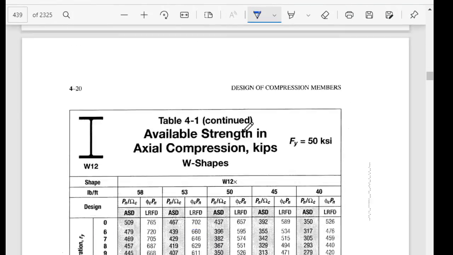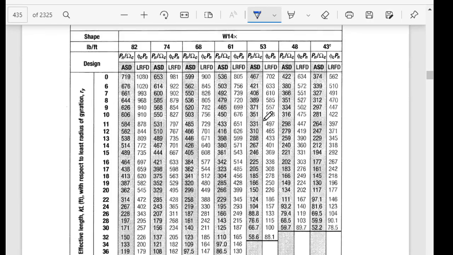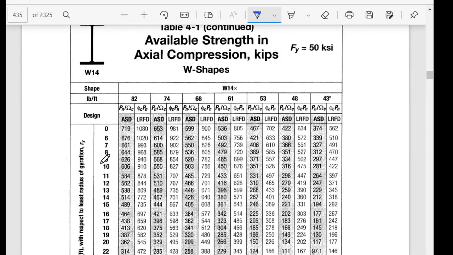So, looking at W14 with KL equal to 9, remember the factored load is 560. So, we can try W14 by 61. With LRFD, the factored load capacity is 699, greater than 560, the factored load.